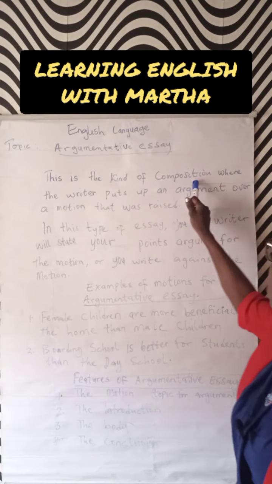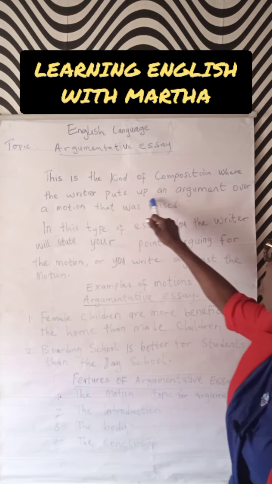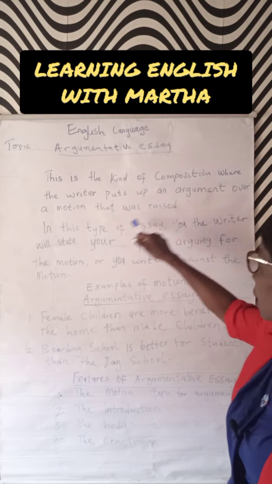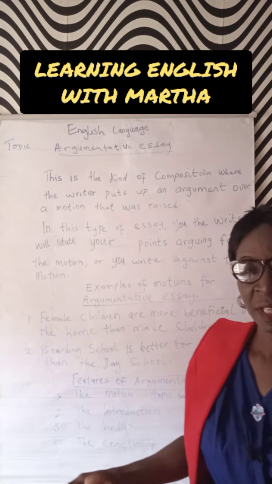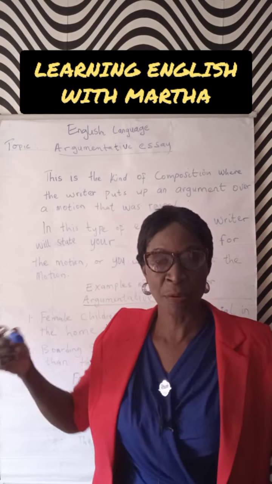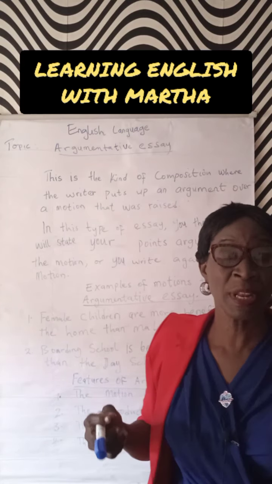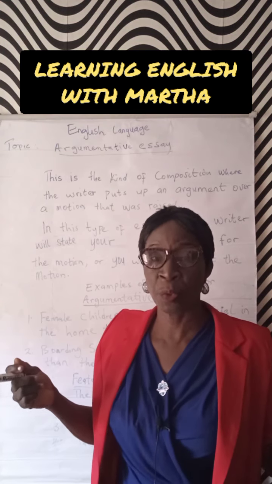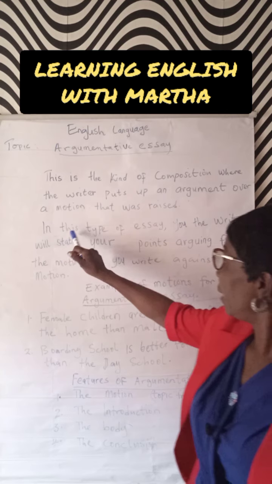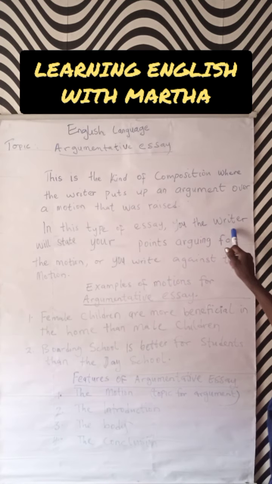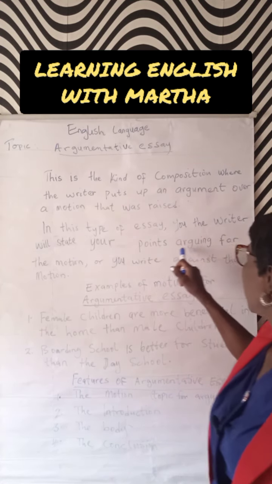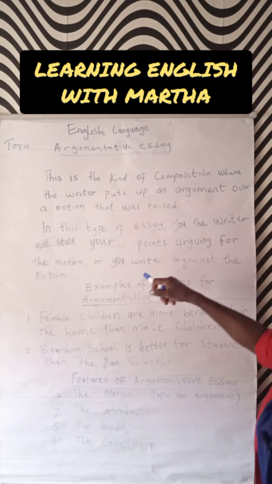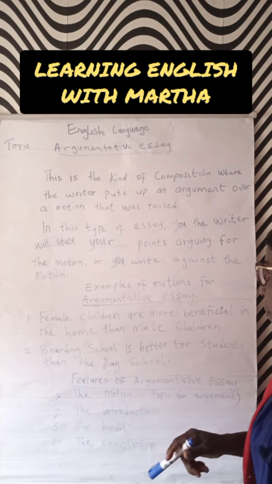This is the kind of composition where the writer puts up an argument over a motion that was raised. A motion is raised and you are expected to write concerning the motion, whether you accept what the motion has said or you disagree with what the motion has said. So in this type of essay, you, the writer, will state your points of argument, your point arguing for the motion, or you write against the motion.